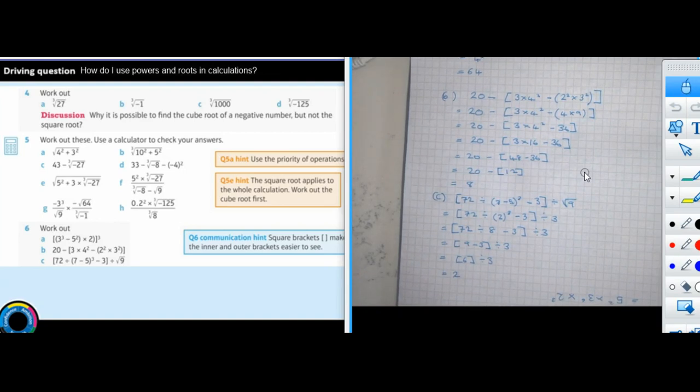There we go, that's the end of that lesson. That's quite a lot of work there, but hopefully not too challenging. Remember to learn your powers and roots. Well done, everyone. Bye-bye.